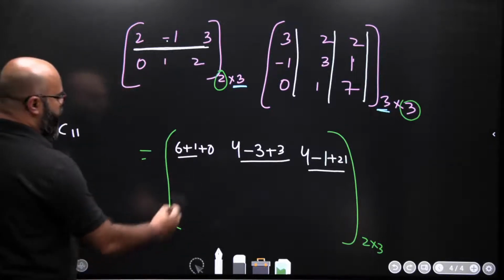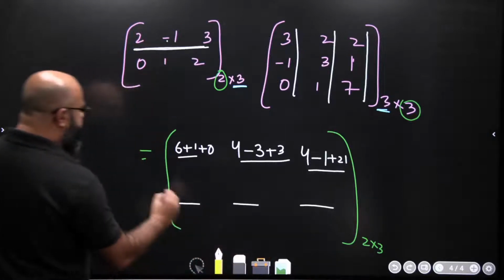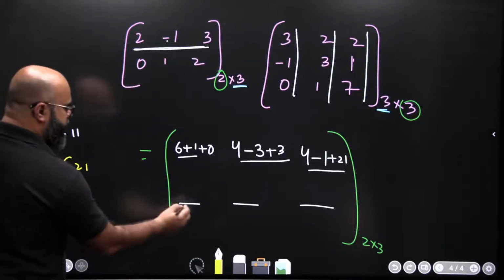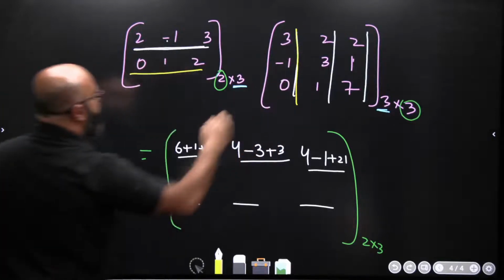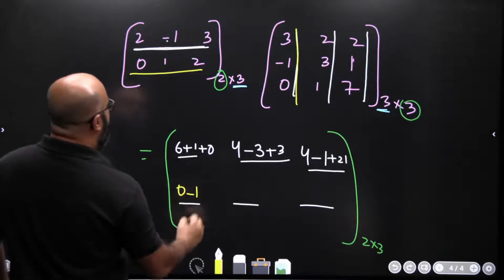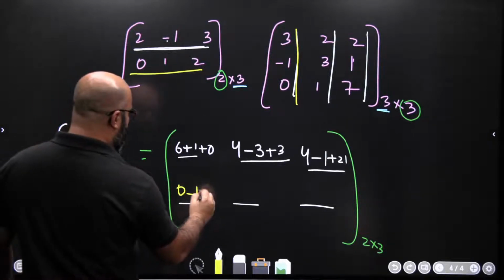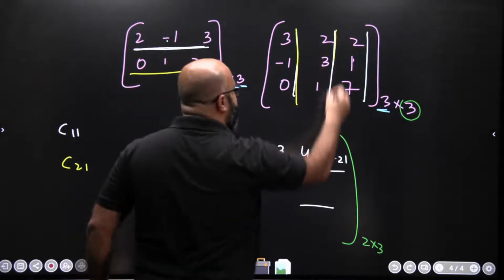Now we are talking about the second row. So what will happen to the second row? First is C21, so second row and first column. So 0 into 3 will be 0, 1 into minus 1 will be minus 1, and 2 into 0 will be 0. Now we take second row and second column.